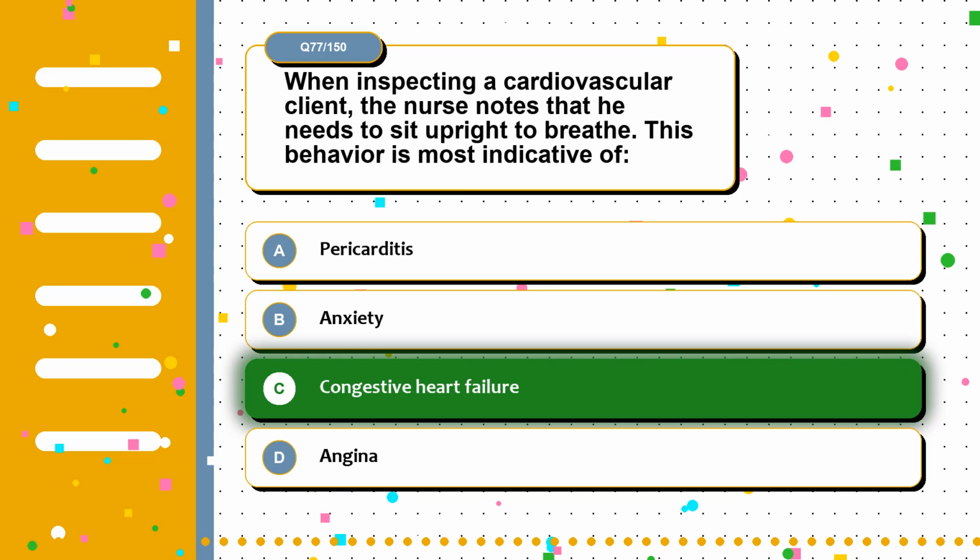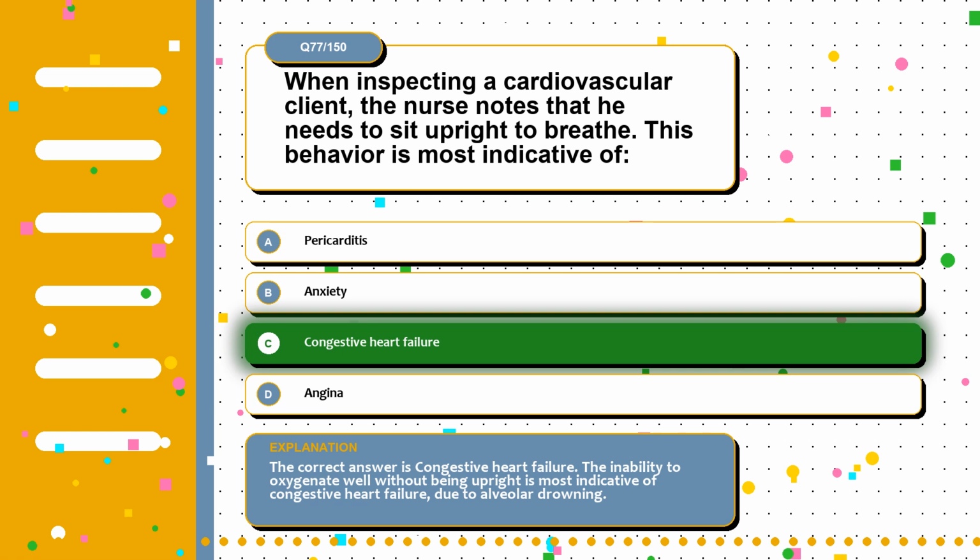The correct answer is option C, congestive heart failure. The inability to oxygenate well without being upright is most indicative of congestive heart failure due to alveolar drowning.